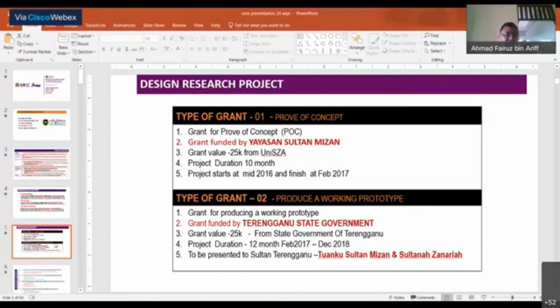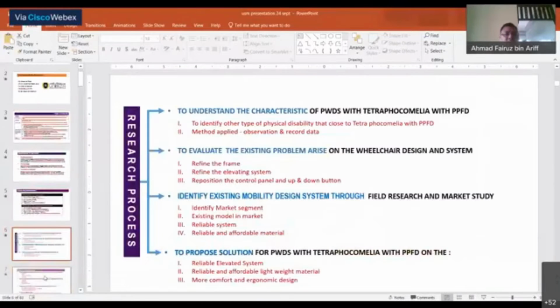The second type of grant is the prototype working grant, to produce a working prototype, funded by the Terengganu State Government. It is still 25K, and the project duration is 12 months, from February to December, to be presented to Sultan Terengganu, Tuanku Sultan Mizan, and Sultan Hassanariah.